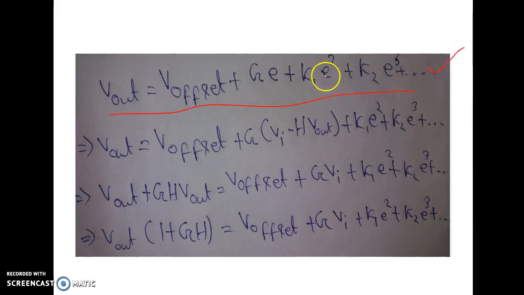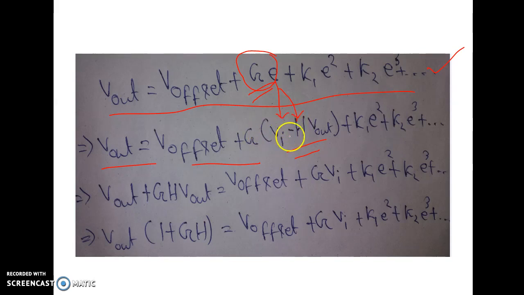Now instead of E, we can substitute Vi minus h into V output, and we get V output equal to V offset plus G into Vi minus h into V output plus K1 into E square plus K2 into E cube plus dot dot. Just in the second term, that means just in the linear term, we have substituted the E by Vi minus h into V output, the general expression of the error signal.